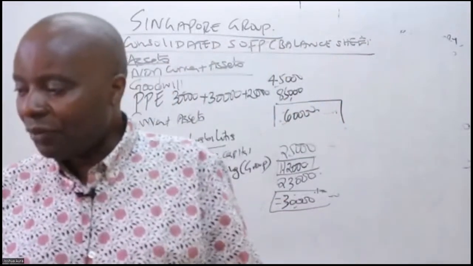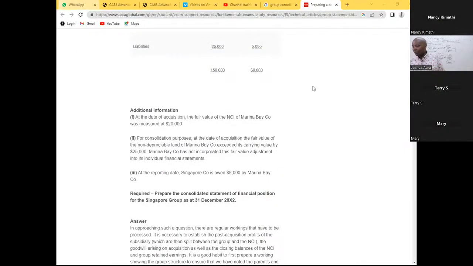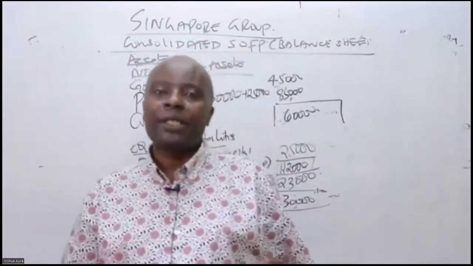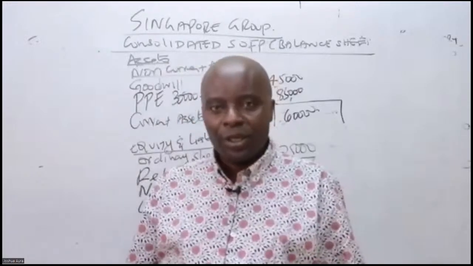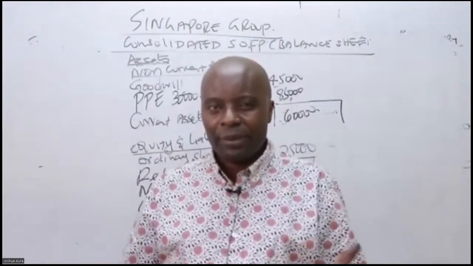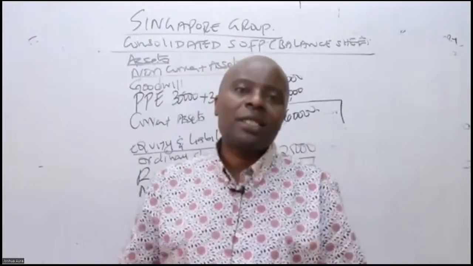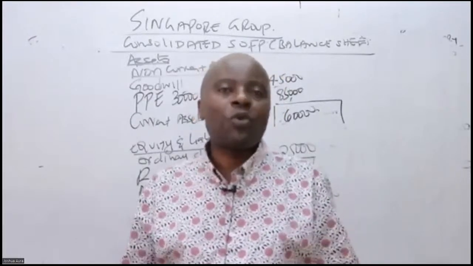So then, ladies and gentlemen, after that, I will come back here and read. If you look at note 3, at the reporting date, Singapore company is owed 5,000 by Marina Bay Company. So Singapore and Marina Bay are one and the same thing, just like departments of the same organization. If one department borrows money from another department of the same organization, there's no way we'll be able to keep in our books that we owe each other. This is the same organization. It is the same group.